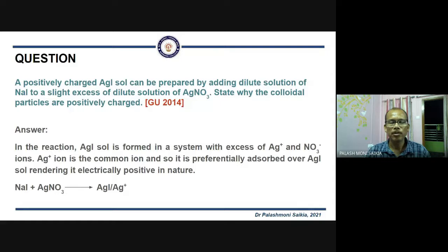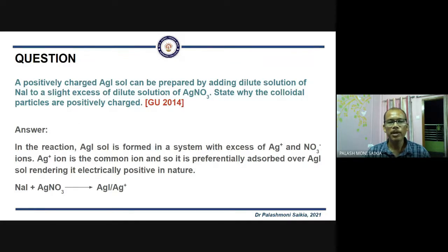Okay, so let us see a few very short questions which have been asked by Guwahati University. This was asked in 2014, a simple question. A positively charged silver iodide sol can be prepared by adding dilute solution of NaI to a slight excess of dilute solution of silver nitrate. So you are adding sodium iodide to silver nitrate. Why are the colloidal particles positively charged?